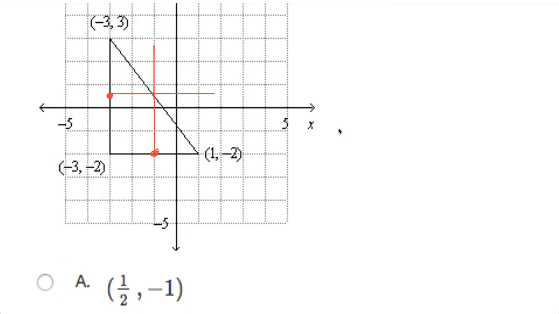But yeah, we have the midpoint formula we can do as well. In that case, we would be looking for the midpoint between these 2 points. So it would be -3 plus 1 divided by 2, and then 3 plus -2 divided by 2, which would be -1, 1/2.